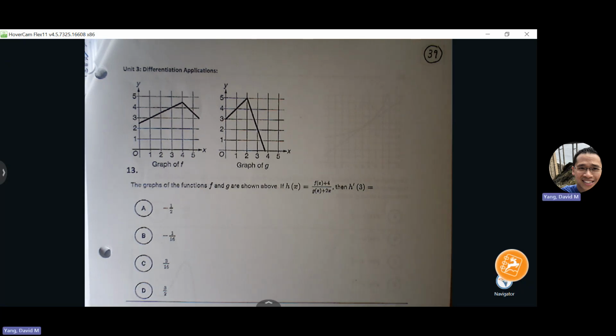So with this problem, we should be able to recognize, oh, to find h prime, I have to go through quotient rule, numerator denominator. So we go through quotient rule, build out all of our parts of our derivative, and then replace every x with 3. And then we can look at our graph of f and g and decide, okay, what information do I want to pull from f and g? Do I want the ordered pair or do I want the slope?